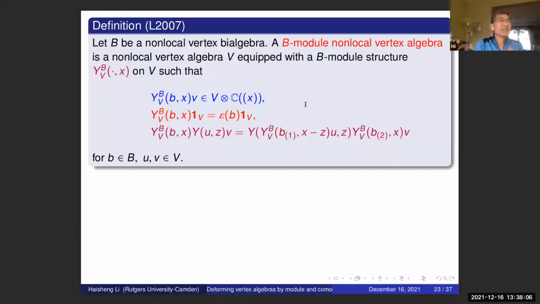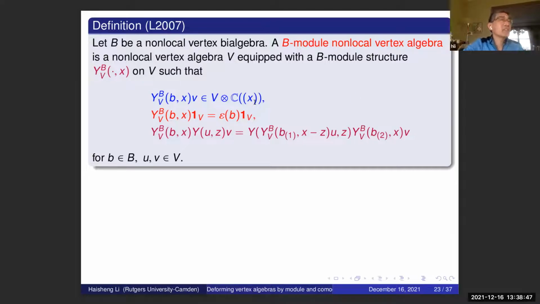Okay, so another issue related to smash product. Suppose B is a vertex bialgebra, a non-local vertex bialgebra. Here we consider module non-local vertex algebra. So two things: it's a non-local vertex algebra, and also a B-module for that. The key thing is, if you have a non-local vertex algebra, it acts on itself. On the other hand, the B-module means B also acts on it. So two actions, and compatibility, that's one thing.